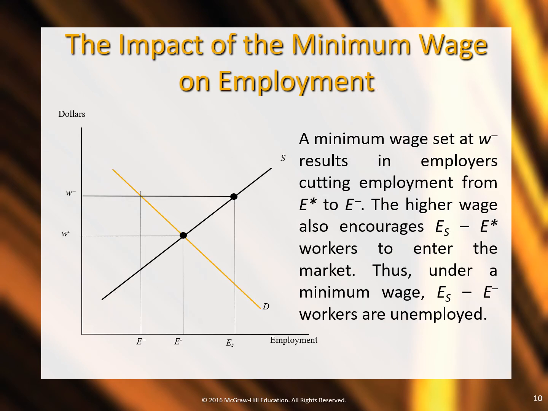The impact of the minimum wage on employment. A minimum wage set at W-bar results in employers cutting employment from E star to E-bar. The higher wage also encourages ES minus E star workers to enter the market. Thus, under a minimum wage, ES minus E-bar workers are unemployed.